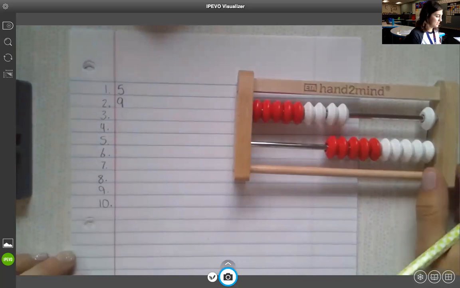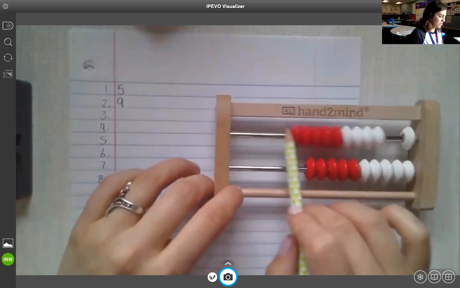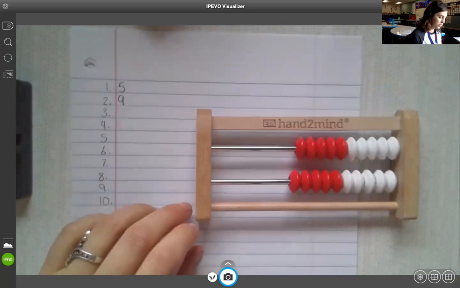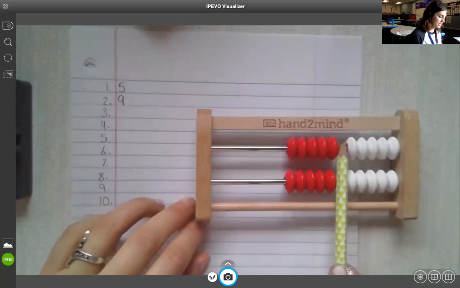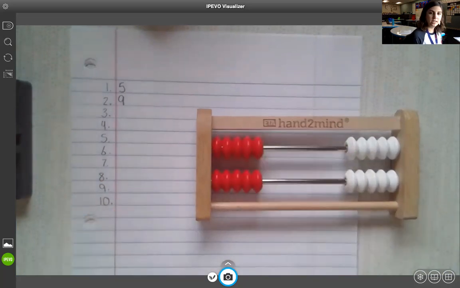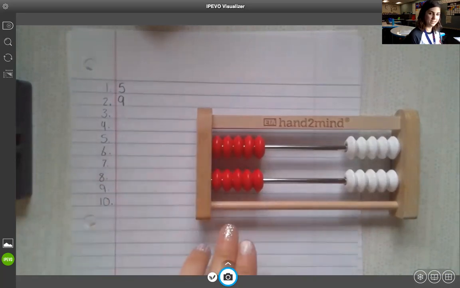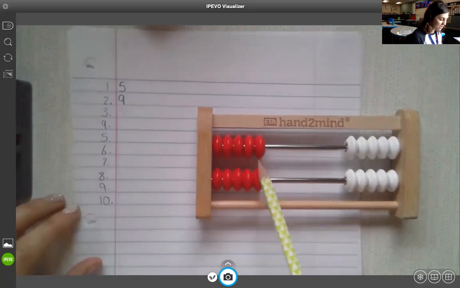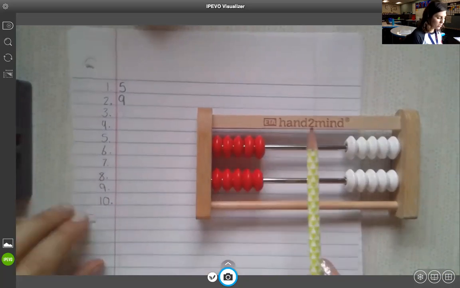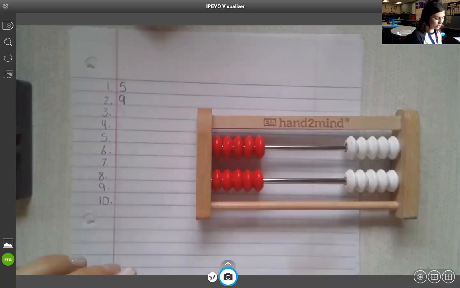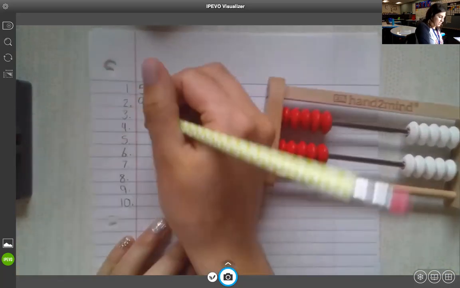All right, friends. Let's try another one together. I'm going to push over this much. Take a look. How many? I want you to tell me how many are on this side, the left-hand side. 10. Yeah, you know this because there's 5 red and both the top and the bottom number rack are pushed over. So number 3 is going to be 10.